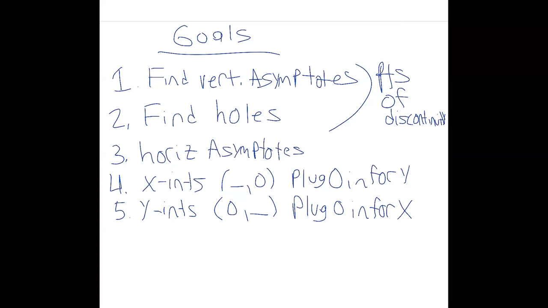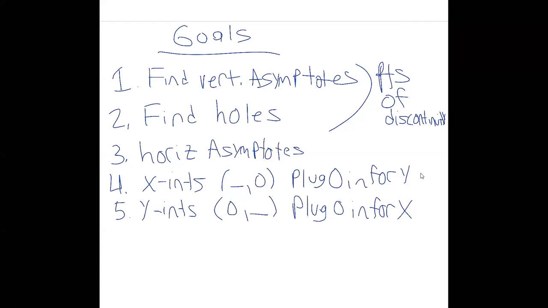So really today we're going to have 5 goals. When you have a rational function, there's really 5 things you want to consider or find. We're going to find vertical asymptotes. We're going to find holes in our graph, and we'll talk about the difference between a vertical asymptote and a hole. Those are called points of discontinuity.